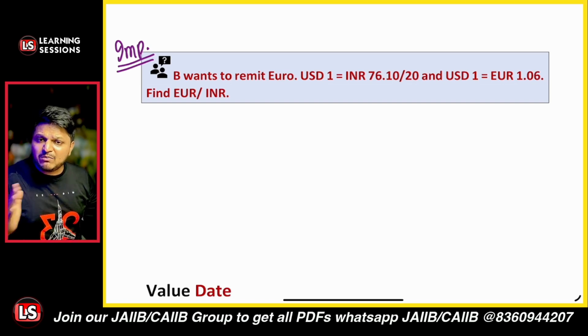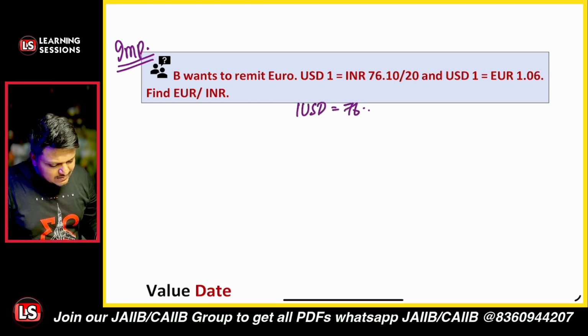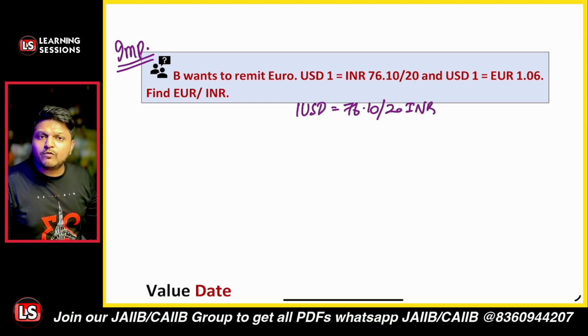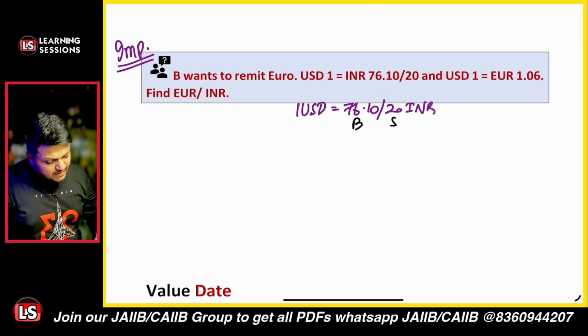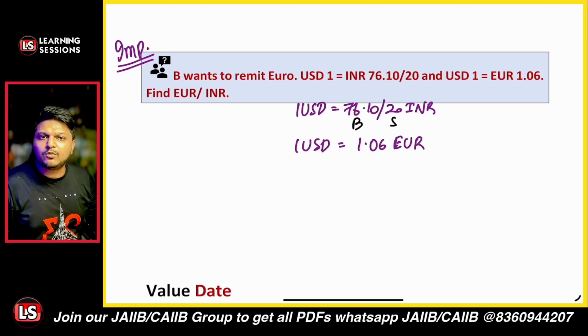Now it might seem easier, but wait, you have two quotes. One is 1 USD is equal to 76.10 slash 20 INR, right? So here we have a two-way quotation. One of it is the buying rate or the bid rate, and the other one is the selling rate or the offer rate. And you have the other quote also, which is 1 USD is equal to 1.06 euro. This is a single quotation which is given to you. But now the problem is how we are going to identify whether to take the buying rate or the selling rate.